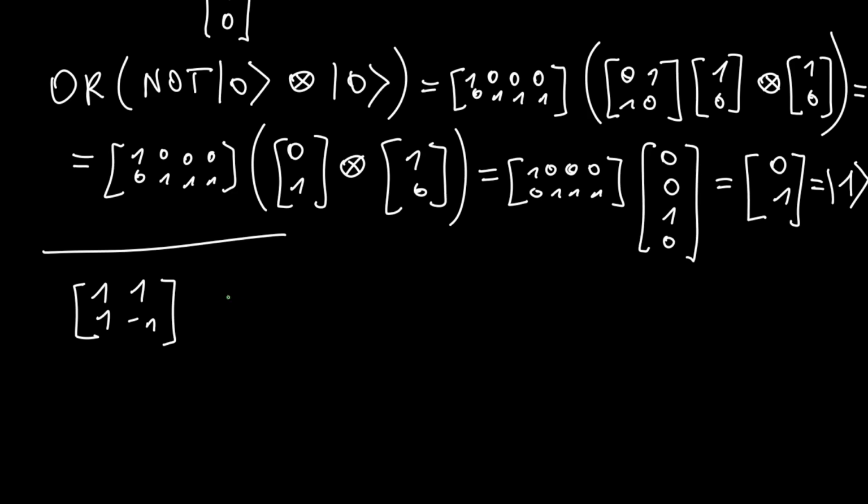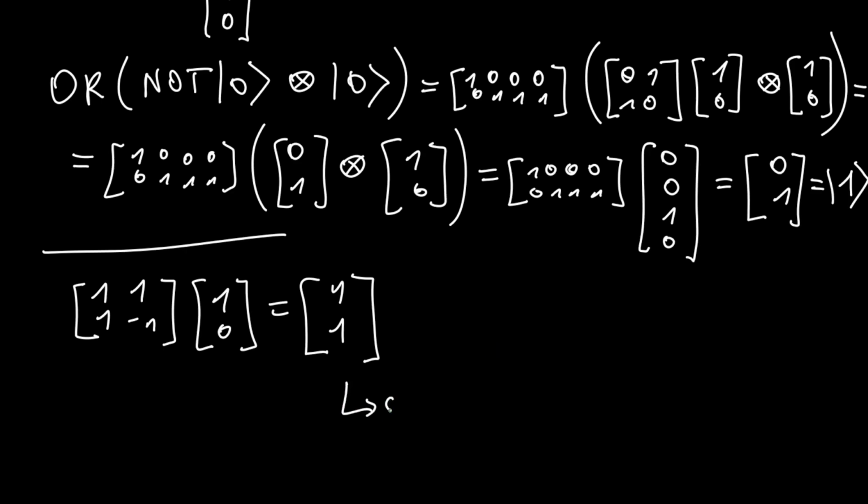And we can see what happens if we pick this and, for example, the 0 vector. If we multiply 1 times 1, 1 times 0, it's going to be 1, and then 1 times 1, minus 1 times 0, is going to be 1. As you can see, it's not 0 and not 1, it's something in between. So this is actually called a superposition of 0 and 1.